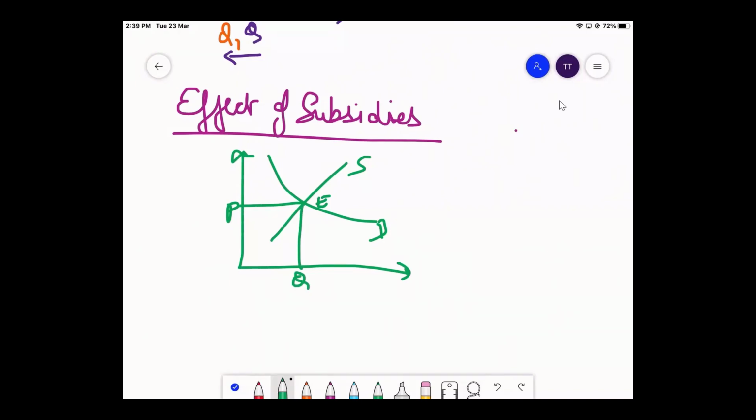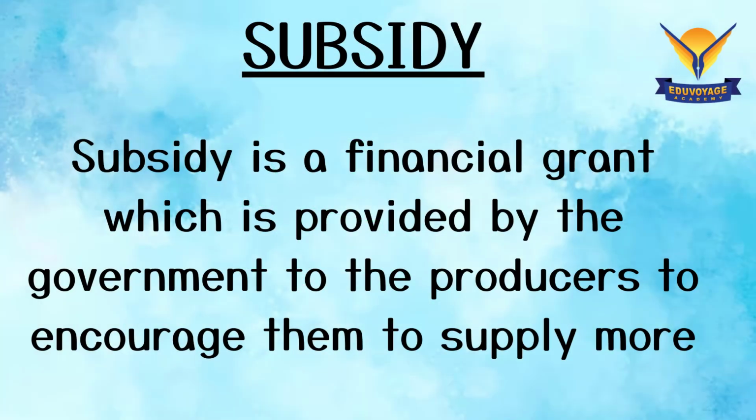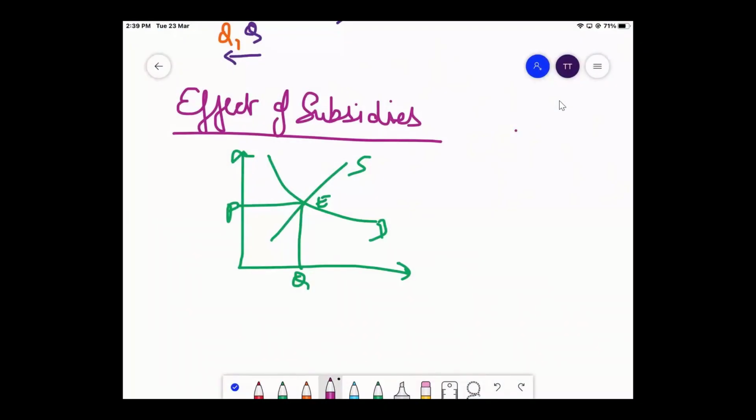Money provided by the government to producers. Good. So it is the financial grant or money which is provided by the government to the producers to encourage them to supply more. Since it's given to the producers, it will affect the supply curve. So supply in this case will shift to the right, making a new equilibrium at E1, and hence the price of the product falls from P to P1 and the quantity traded increases from Q to Q1. This will be the effect of subsidy.